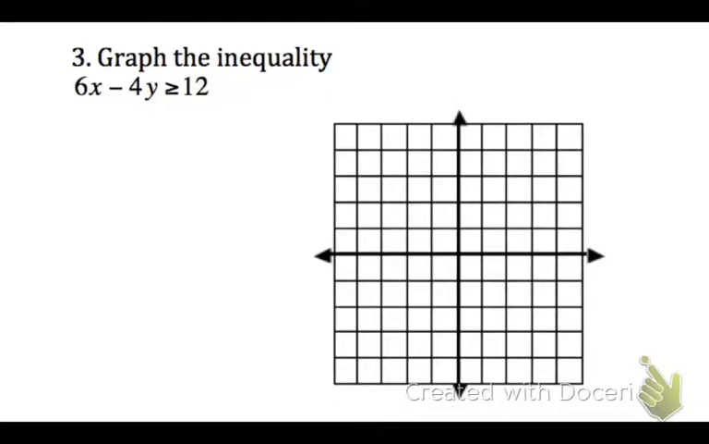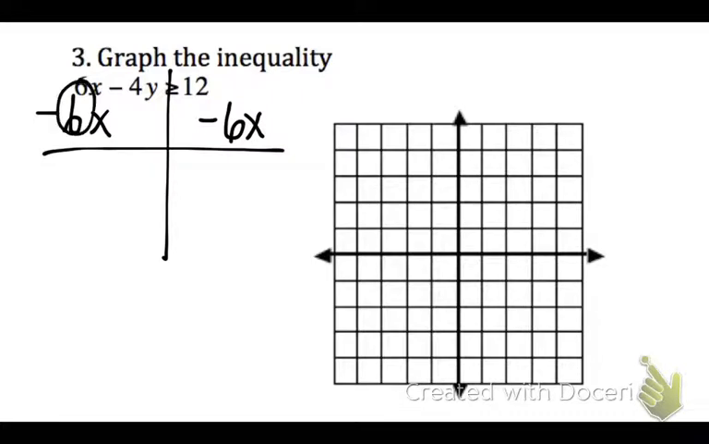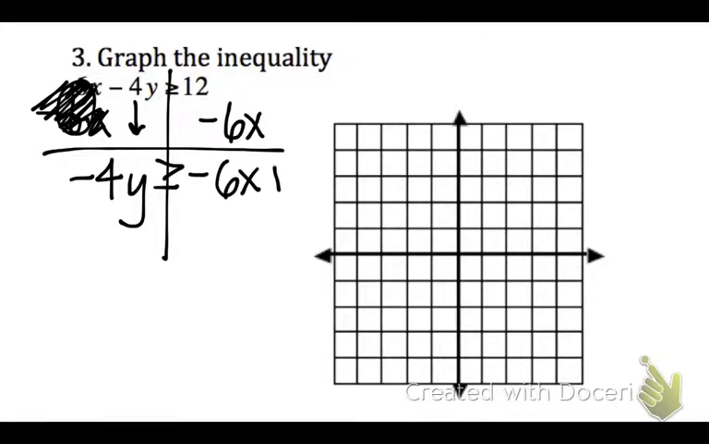Alright, so here's this tricky problem that I was just talking about. Okay, so we're going to minus the 6x over. And I'm going to bring down negative 4y. Negative 4y is greater than or equal to negative 6x plus 12. Okay, now what are we going to have to divide by on both sides? We're going to have to divide by negative 4.